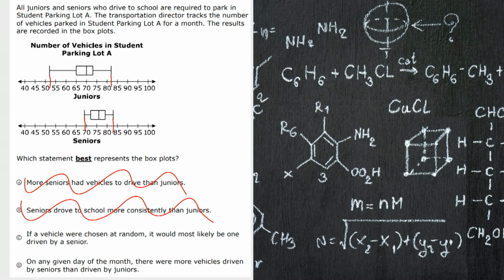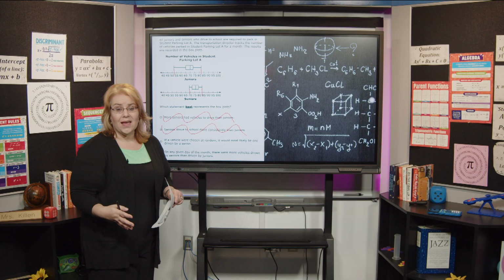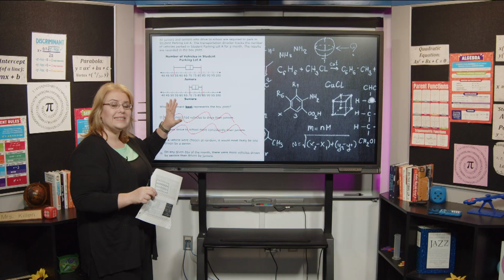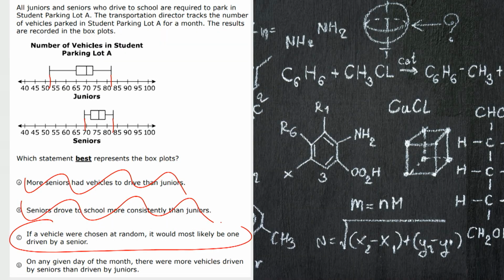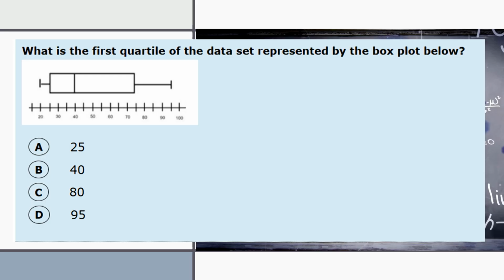On any given day of the month, there were more vehicles driven by seniors than driven by juniors. Well, I don't necessarily know that's true about the day. I can only go by what the data is showing me. So what is my answer? My answer is obviously C. Good job, guys. Let's look at the next one.